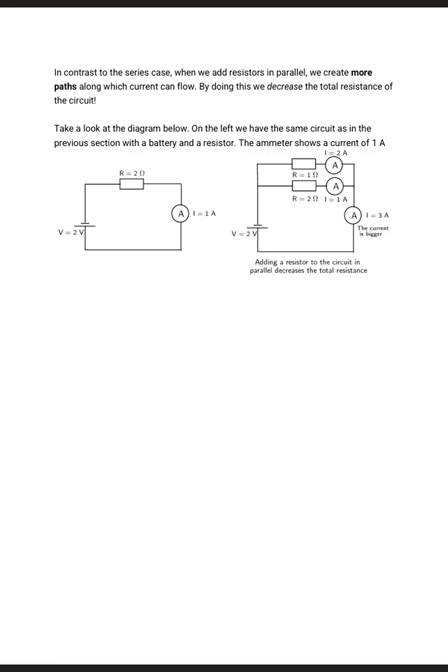And then in contrast to the series circuit, when we add resistors in parallel, we create more paths along which the current can flow. By doing this, we decrease the total resistance of the circuit. So take a look at the diagram below. On the left, we have the same circuit as in the previous section with a battery and resistor. The ammeter shows a current of 1 ampere, right? And adding a resistor to the circuit in parallel decreases the total resistance, as you can see.